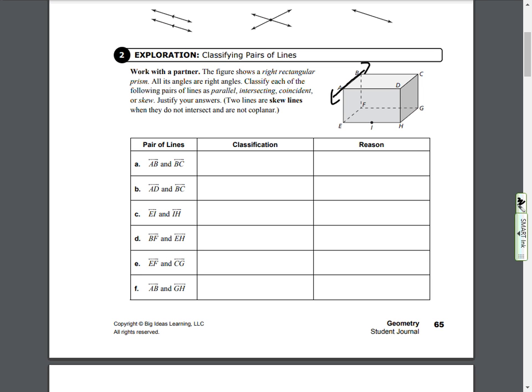And line BC, you can draw it through there. Those are intersecting right there, right at point B, right? So we can say those are intersecting lines. And the reason, I'm going to say point B. They intersect at point B.